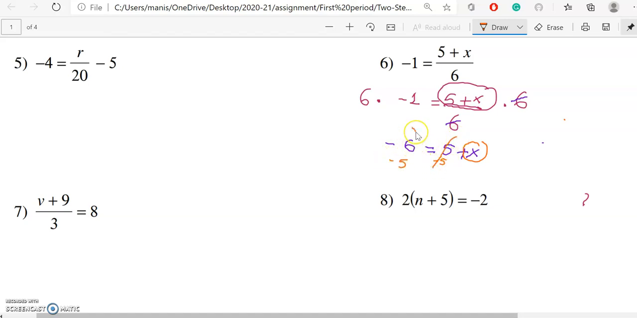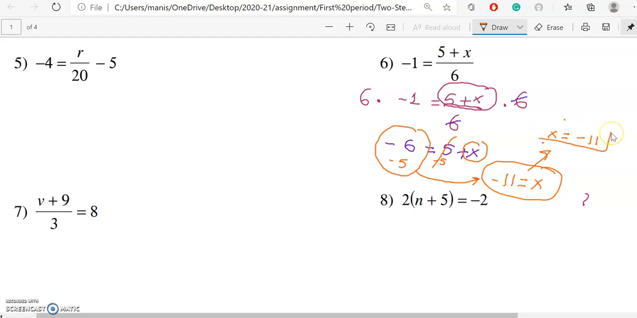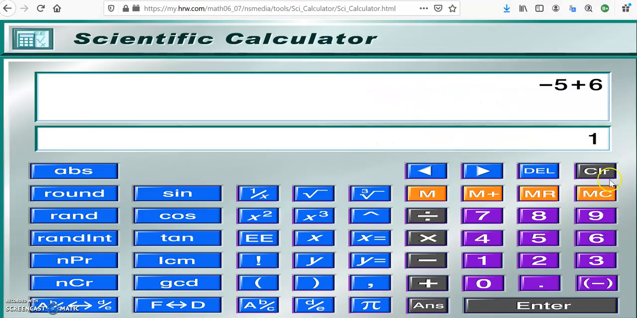5 minus 5 is 0. But when you do this part over here, it will give you what? It will give you negative 11. And on this side over here, it will be x. So my final answer will be what? x is equal to negative 11. Okay, good. Now if you do not know how I got negative 6 minus 5, I will show you on a calculator. So look over here. Negative 6 is this one. Minus sign is this one. And 5 is this. And what is the answer? Negative 11.